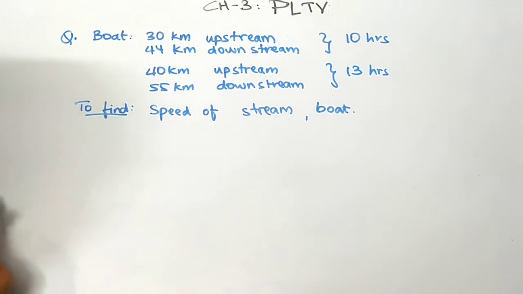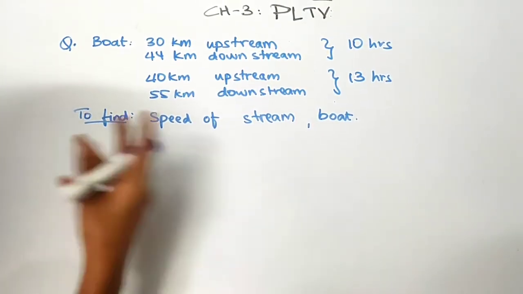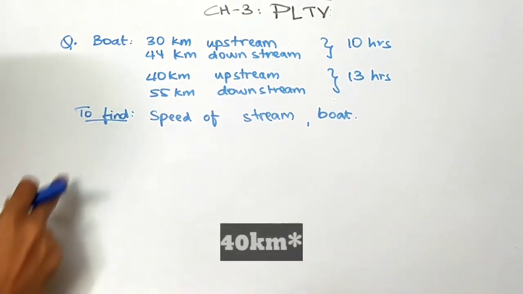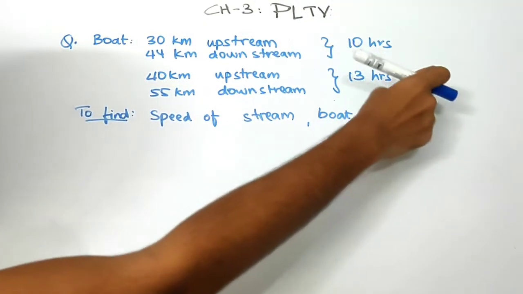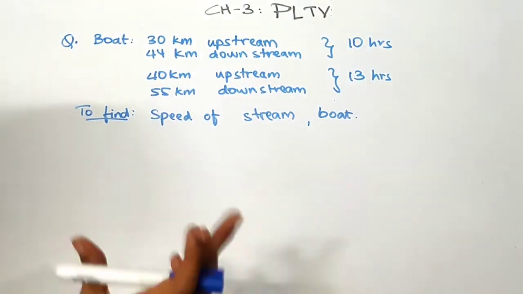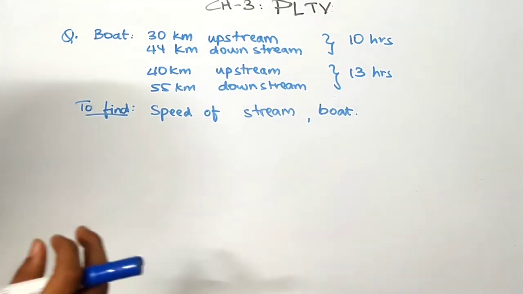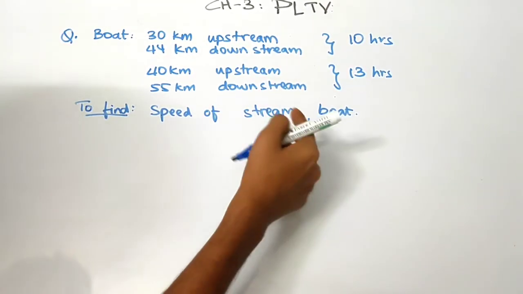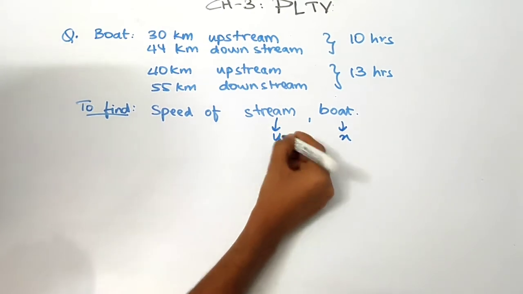So it travels 30 km upstream and 44 km downstream in a river, obviously in a river, and over here 40 km upstream and 55 km downstream within specific hours given over here. So 10 hours and 13 hours. Now what we have to find is the speed of the stream and the boat speed. So now since they have asked us for this, we can take the speed of the boat as X and the speed of the stream as Y.